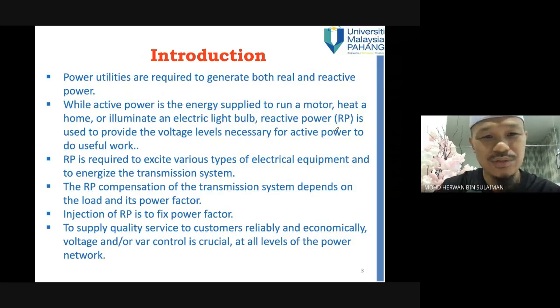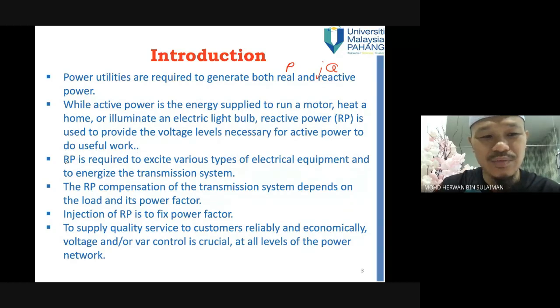So basically power utilities are required to generate both real and reactive power. So we have P and Q, but normally we only concentrate on P because P is the real power. Reactive power is the imaginary part, so that's why you have j. While active power is the energy supplied to run a motor, heat a home, or illuminate the electric light bulb, the reactive power is used to provide the voltage level necessary for active power to do the useful work.